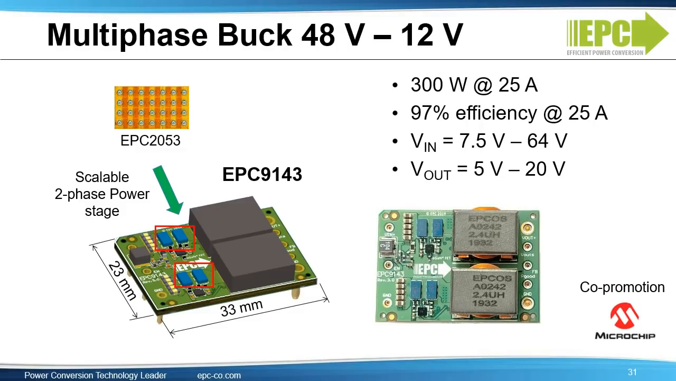In this configuration, the design delivers 25 amperes and 300 watts with 97% efficiency. The switching frequency is 500 kilohertz, and that allows 300 watts in the very small 1/16 brick format, which is just 33 by 23 millimeters. The design is scalable, and more phases can be added for higher power.